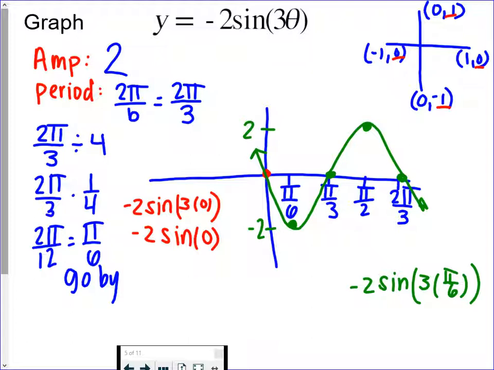So again, could we straight plug this into our calculator? 100%. But this is the type of stuff and then some that you're going to be doing in pre-cal. So let me show you how to use the calculator correctly.